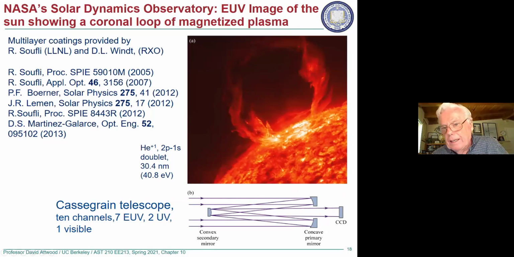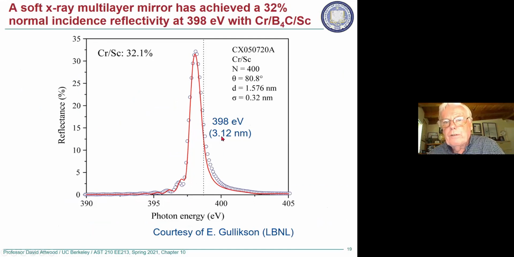So here's a view of the telescope. Light coming from the sun, X-rays or EUV, bouncing off, a two-bounce system onto a CCD, and here's a gigantic loop. These are some of those soft X-ray. This is a reflectivity curve for chrome scandium from Eric Gullikson that I was mentioning to you before. So this edge is at 398 eV, and just to the side of it is this peak that got up to 30%, 32%. So this was a major achievement.